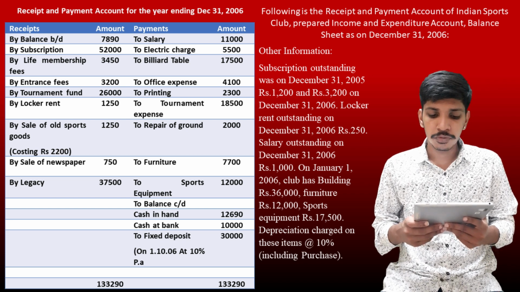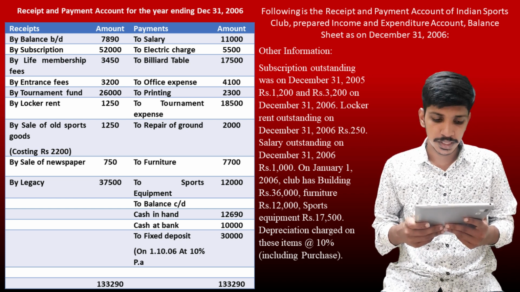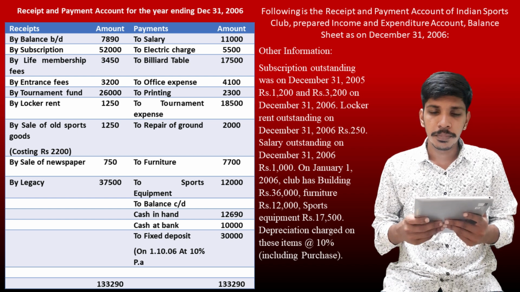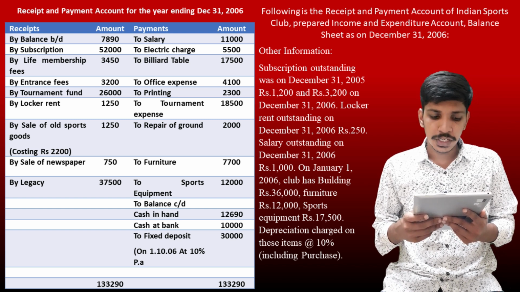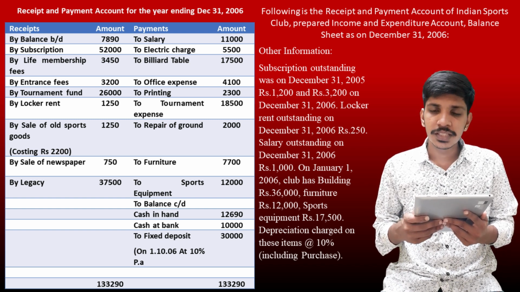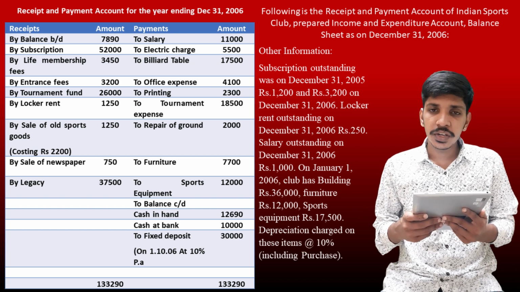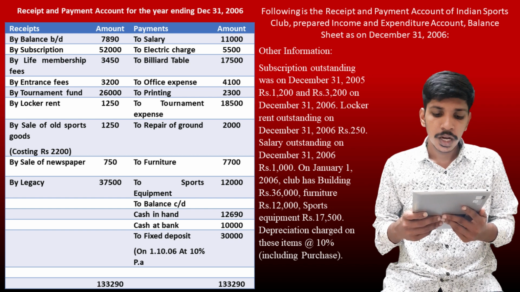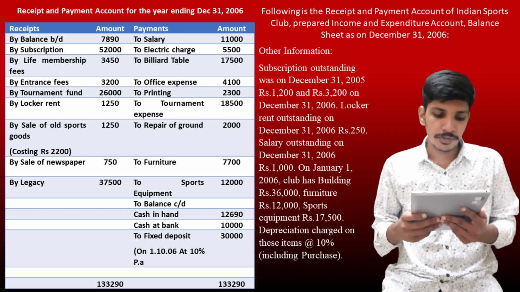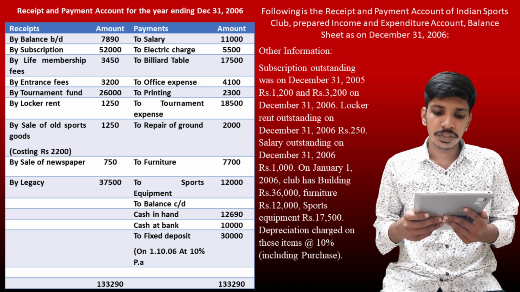Receipts and payment account for the year ending 31 December 2006. Receipts, amount, payment and amount. Balance brought down 7,890, subscription 52,000, life membership fees 3,450, entrance fees 3,200, tournament fund 26,000, locker rent 1,250, sale of sports goods costing rupees 2,200, 1,250, sale of newspapers 750, legacy 37,500.